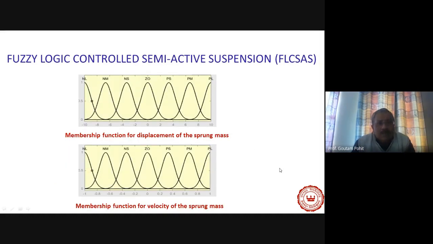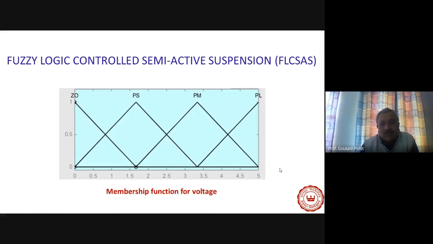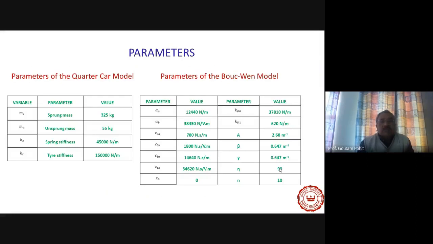And the membership function for displacement of the sprung mass is given here. The membership function for velocity of the sprung mass is given here, and the membership function for voltage is given. I am not going into detail of the fuzzy logic, because that is not the case I am discussing here. Now the parameters we have taken from the open literature. These are the parameters we have taken for a quarter car model. MS is the sprung mass, then unsprung mass, spring stiffness, and tire stiffness.